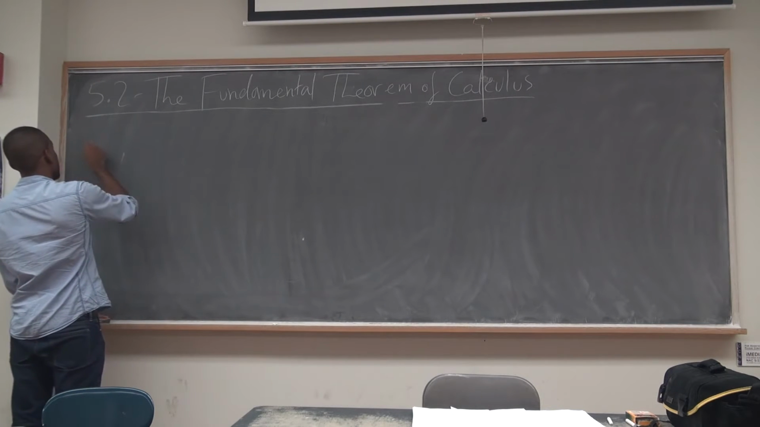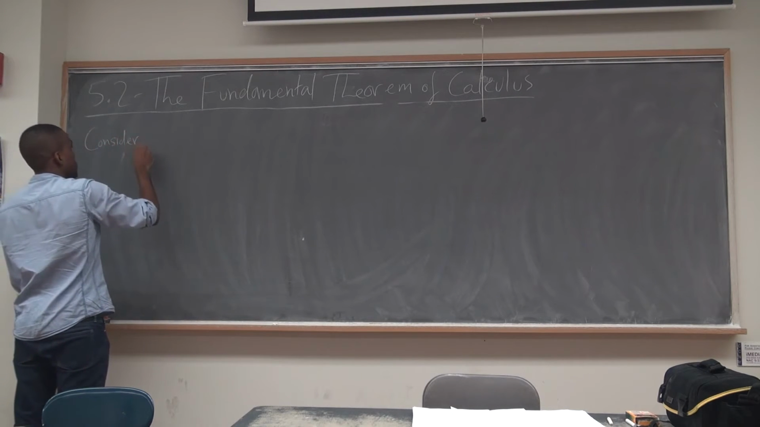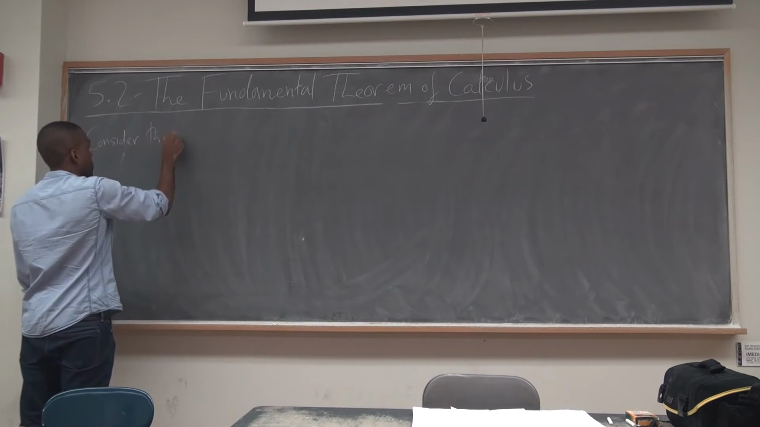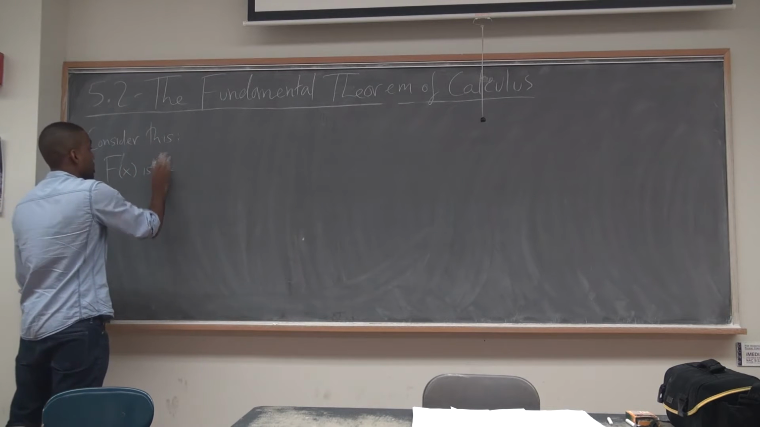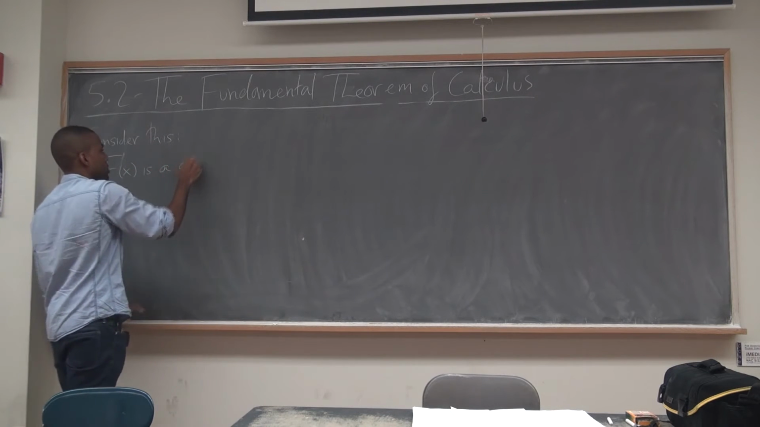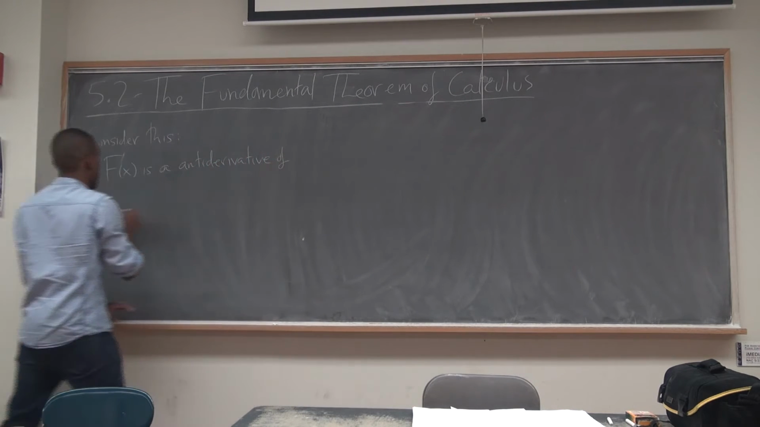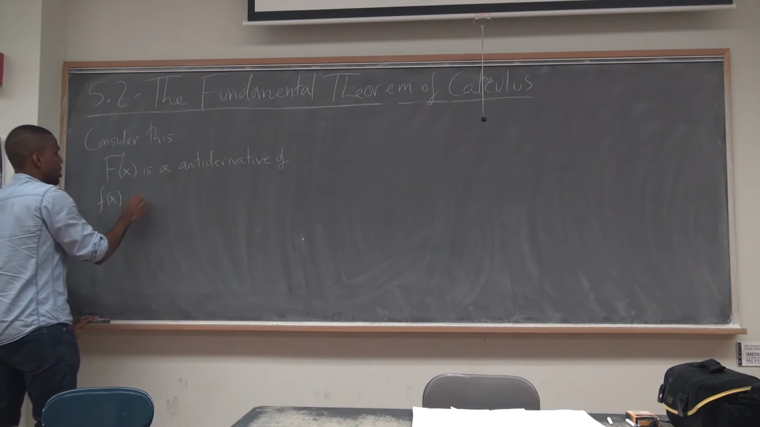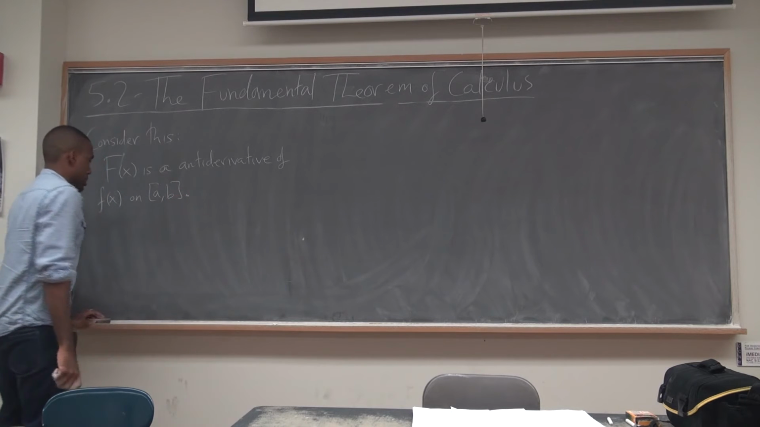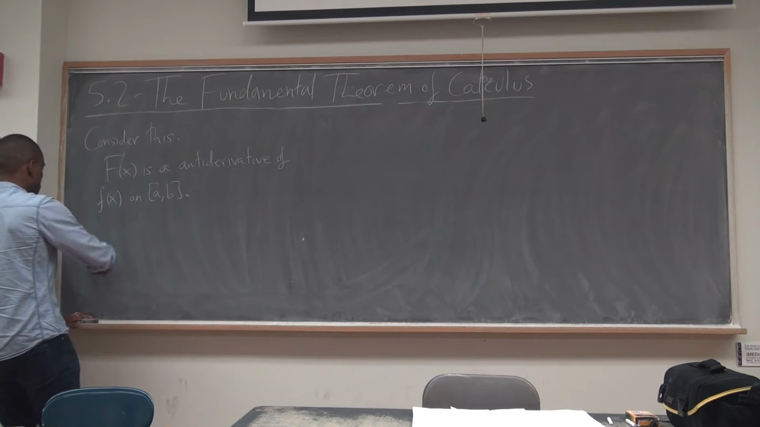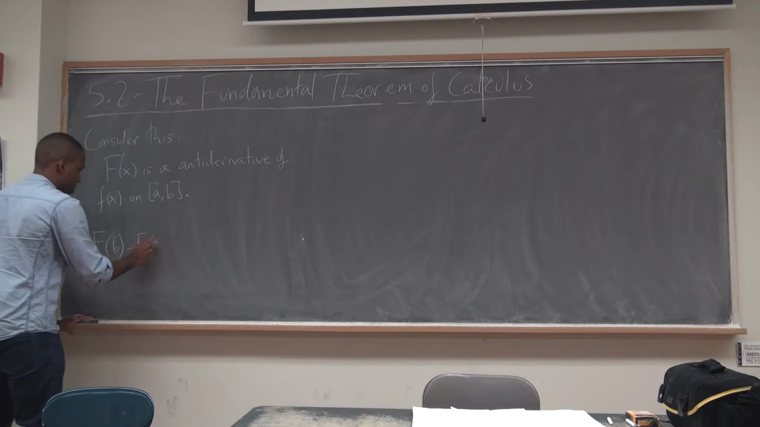Okay, so consider the problem. Let's say F of x is an antiderivative, which I defined last time, of f of x on [a, b]. You don't really have to know this, but I think it's pretty cool, so I'll show you. Just going to run through this.